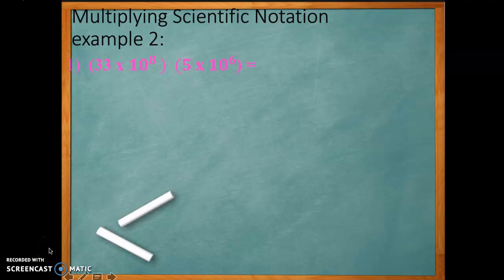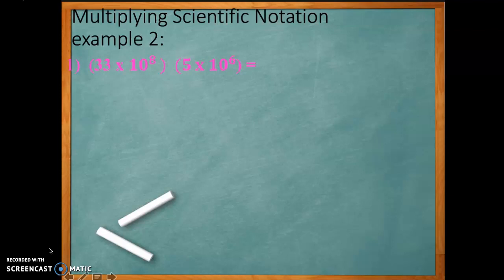All right, class, let's try one more multiplication of scientific notation because we're going to apply that to a couple word problems that I'm going to show you in the next few slides. For this one, go ahead and write this on your paper. 33 times 10 to the power of 8 and 5 times 10 to the power of 6. Once you're done writing it down, I want you to go ahead and try to solve it on your own.